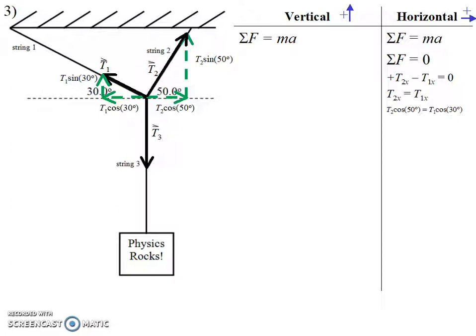Just imagine if they didn't, what would happen? Well, that would mean that one of them would win over the other and the knot would accelerate. And since this is a statics problem, that doesn't make any sense. So of course the horizontal components have to balance out. So here we have one equation with two unknowns, clearly have to keep going.